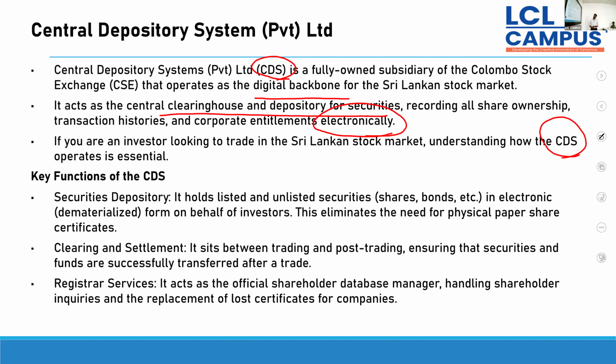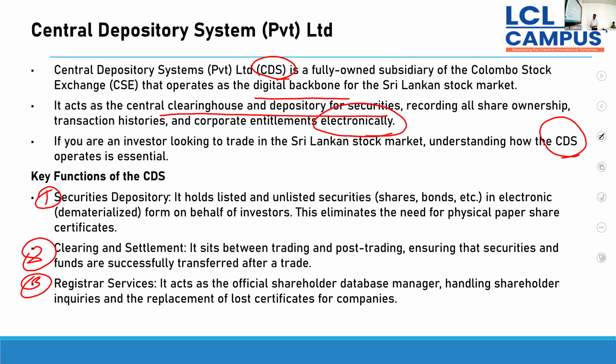If you wish, you can do. Then next one is key functions of the central depository system. What are they? One is securities depository, then clearing and settlement. Third one is registrar services. What are the functions? Securities depository, clearing and settlement, and registrar services.